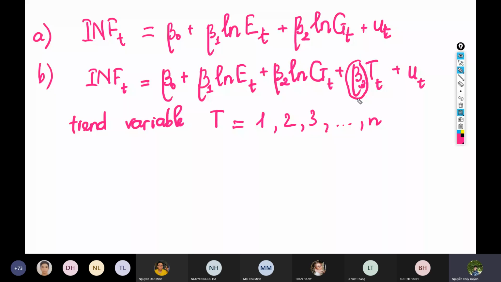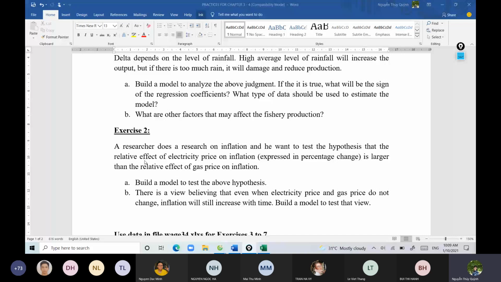Do you remember the meaning of the regression coefficient associated with logarithm variables? When this one increases by 1%, then the other one will change by beta 1%, for example. So those changes are relative changes, not absolute change in the value of the variables. Because the question mentions the relative effect of electricity price and gas price on inflation, that's why we use the logarithm form of the variables.